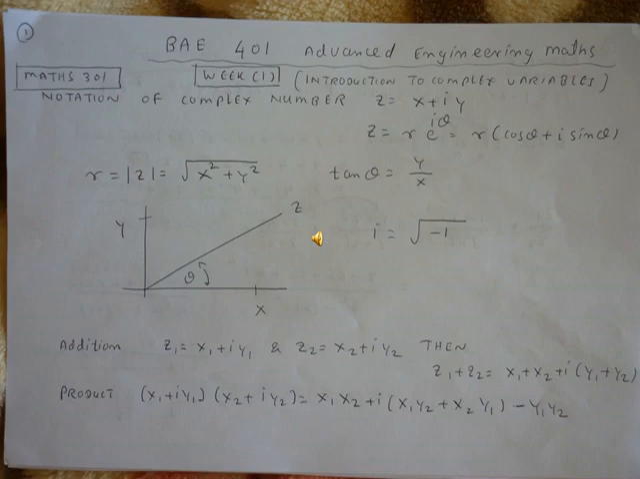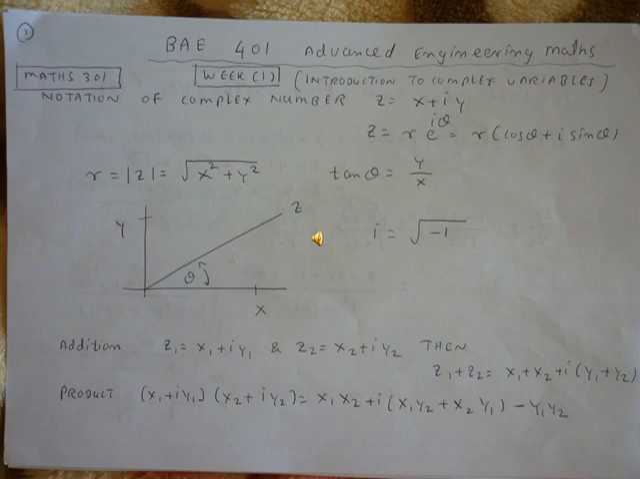So the magnitude of r, or the magnitude of z, can be calculated as the square root of x squared plus y squared. And also the direction theta can be calculated: tangent theta is equal to y divided by x. So in this case, i is the square root of minus 1.